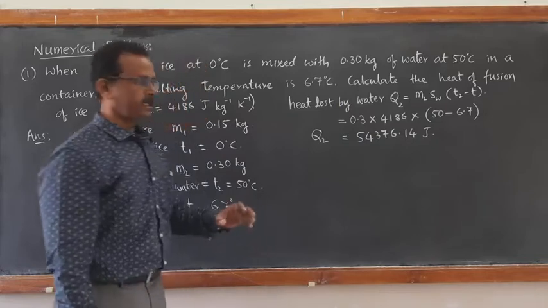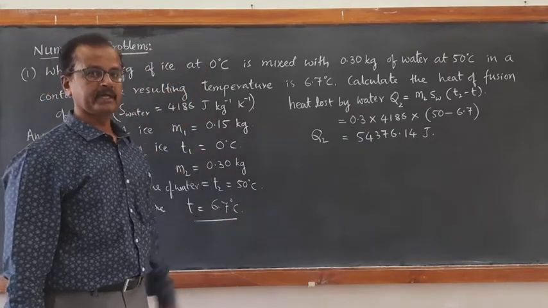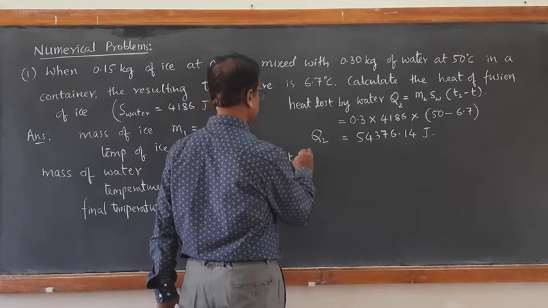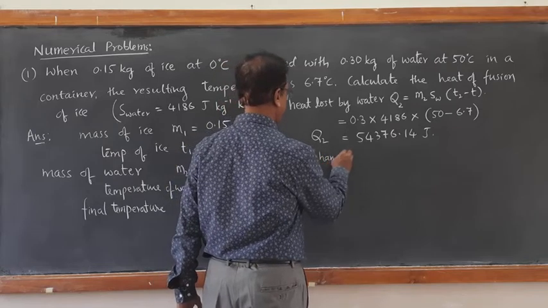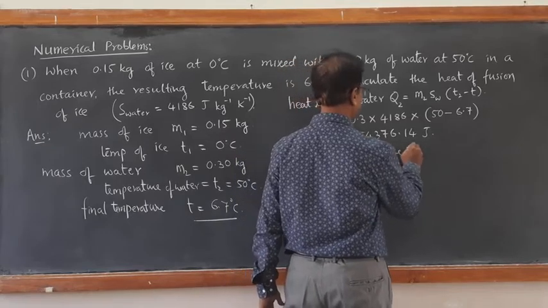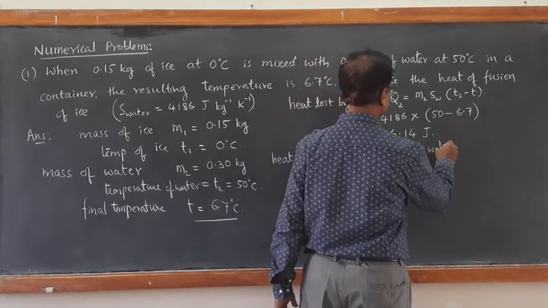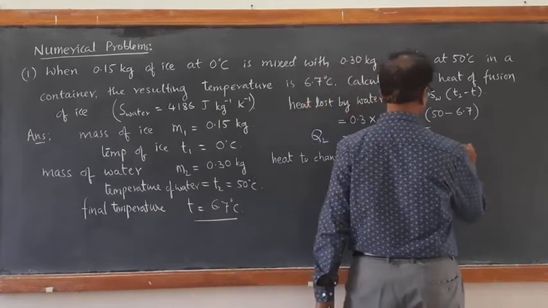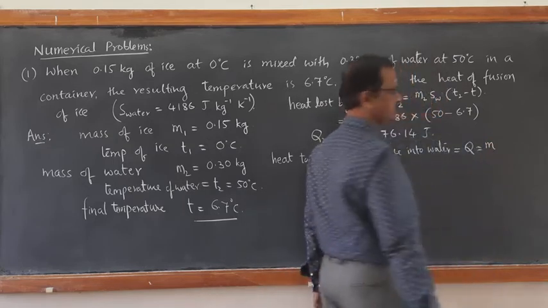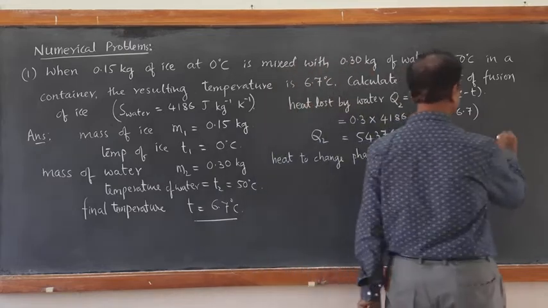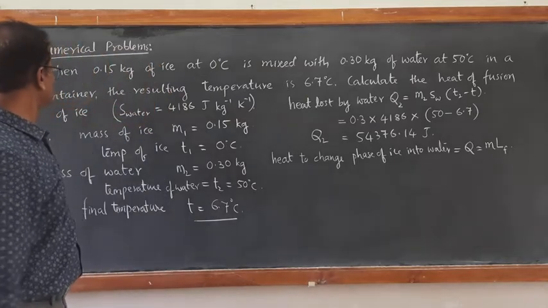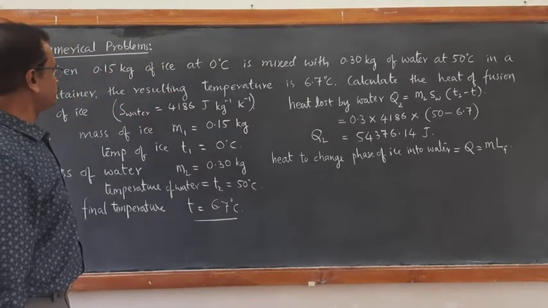Now, the heat required to change the state of ice into water we will calculate. Heat to change phase of ice into water is equal to Q, mass into latent heat of fusion. Mass of water into latent heat of fusion.